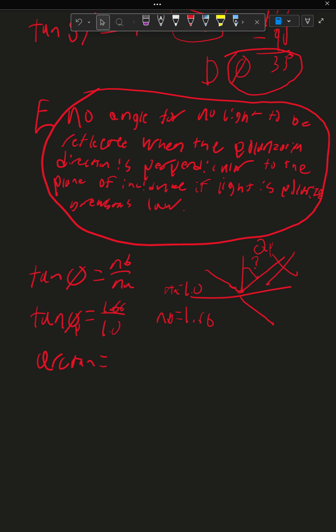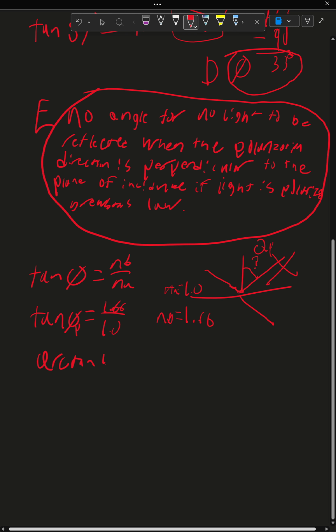Arctan of 1.66 equals 58.9 degrees. So that's how we get part F. So 58.9 degrees for F.